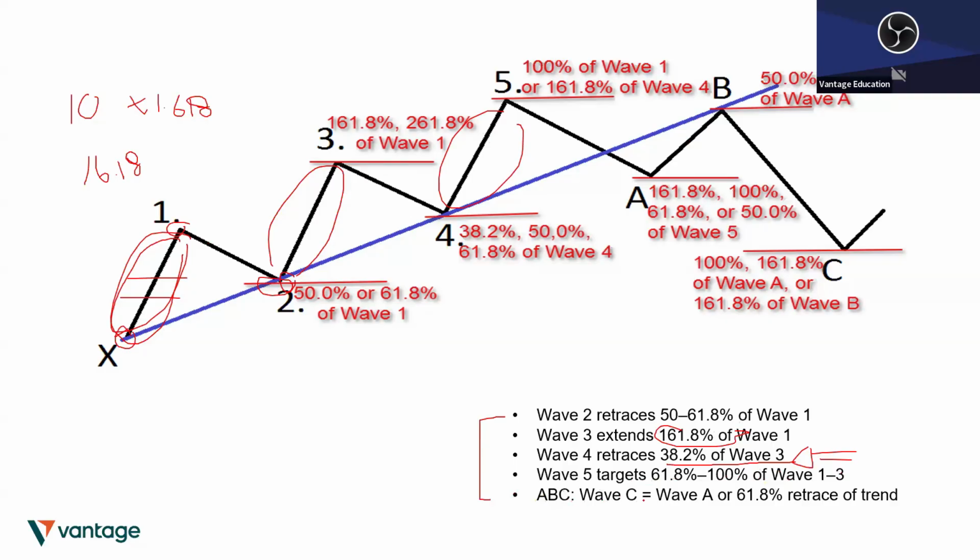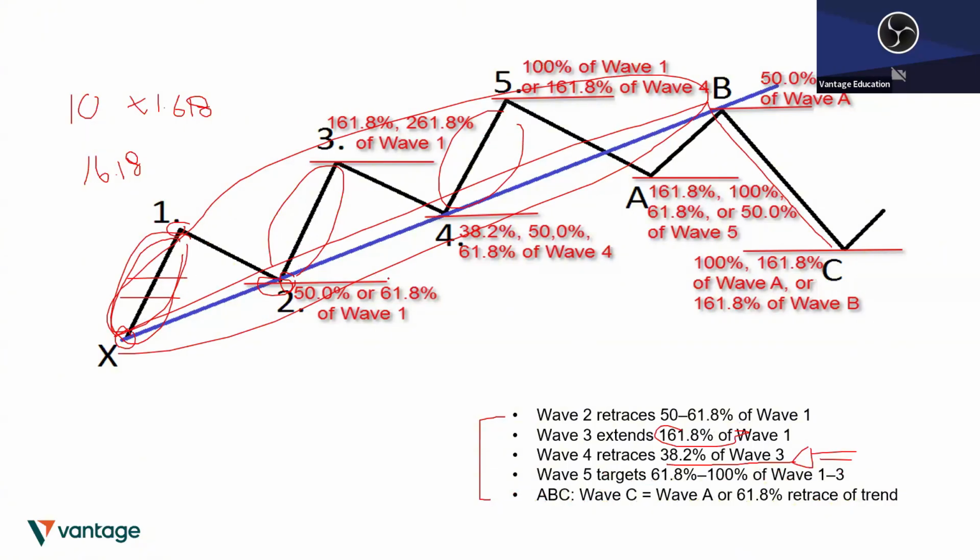And then you've got ABC. Wave C usually is the same as wave 1 and 61% retrace of the trend. Okay, which is this entire thing. Because remember, this is in fact a wave 1 and this is a wave 2. So if we're following this rule, it should retrace 50 to 61.8%.